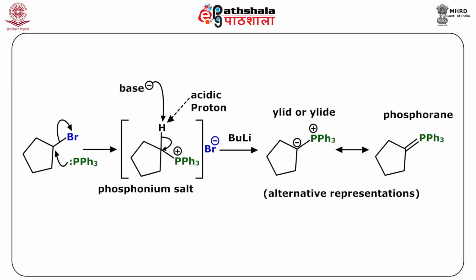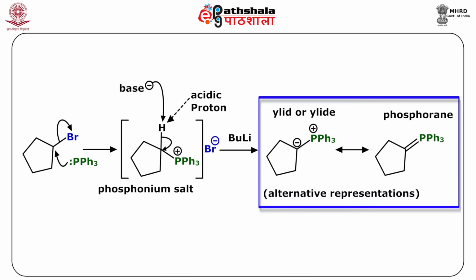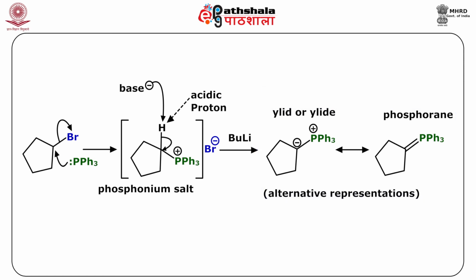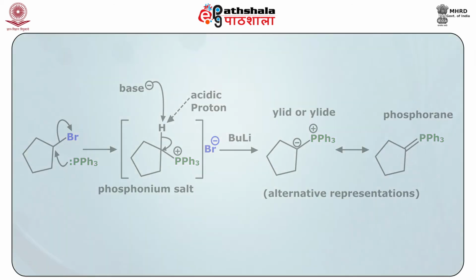So, if we take one particular example starting with cyclopentyl bromide followed by treatment with base, you can see this particular proton will be taken out from the phosphonium salt by the appropriate base, which is butyllithium here, and you get this particular ylide. This ylide can be equivalently represented by this alternative representation where there is a double bond between the carbon and phosphorus. So, this is the phosphorane and this is the ylide representation.